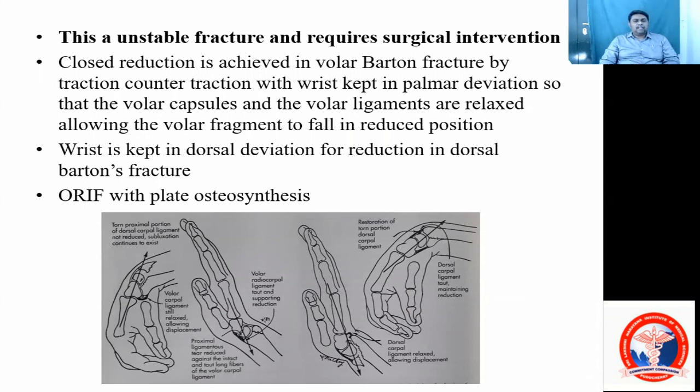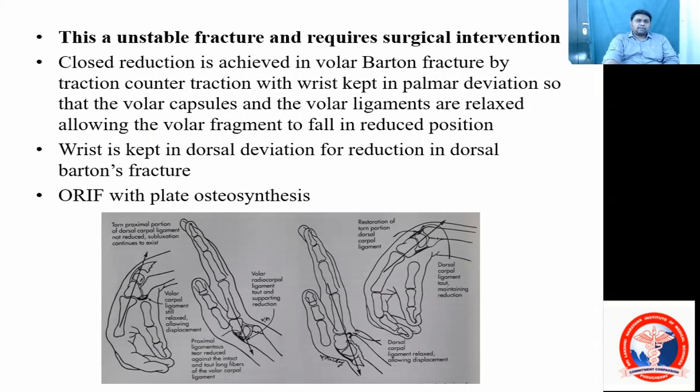If the Barton fracture is a volar Barton fracture, you have to keep the wrist in volar flexion so that the volar capsules and the volar ligaments relax and allow the volar fragment to fall in reduced position. In the picture, you can see the first picture. It is a dorsal Barton fracture where you reduce and keep the wrist in extension so that the fragment comes and sits in the position. Volar Barton fracture, you give a traction and then keep the wrist in volar flexion so that the fragment is relaxed and it sits in the reduced position.